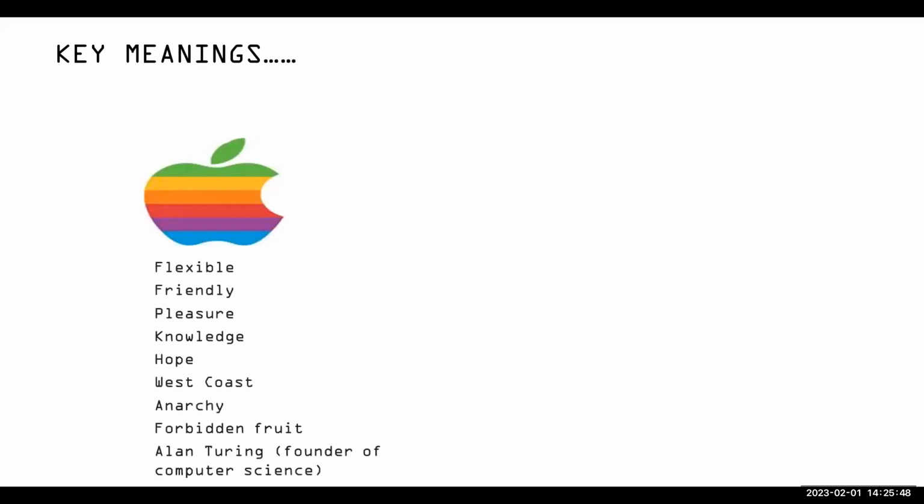Let's look at the meanings here. If you look at Apple, when they founded it and used this logo, it stood for flexible, friendly, pleasure, knowledge, hope, West Coast. It was made there. Anarchy, forbidden fruit, Alan Turing.